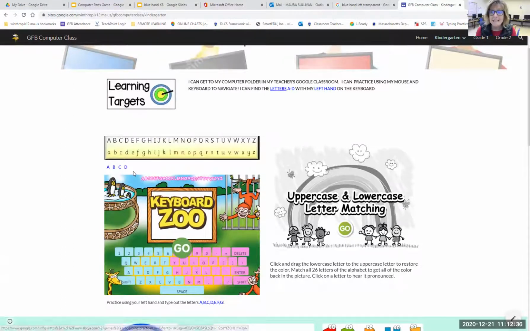When you are done, D for dolphin, you come over and see if you can color in by matching your upper and lowercase letters. Okay, boys and girls, I hope you enjoy those letter games today. Remember, we're going to be practicing that keyboarding for several weeks, and we're just starting today with the first 4 letters. A, B, C, D for dolphin, done. And then you can go on to the rainbow picture.